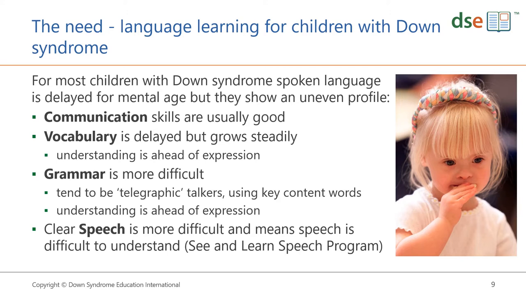And clear speech is very difficult. So many youngsters with Down syndrome understand a lot, have a lot to say, but are still not understood because they cannot produce the words and sentences clearly. And that's the speech part. And that is underpinned by speech motor systems in the brain. And speech is different from language learning. Language learning is learning vocabulary, learning to understand words, learning to understand grammar and using words and sentences to communicate. Speech is specifically whether we can do that clearly.